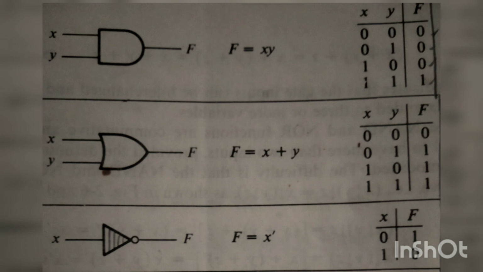The next one will be NOR. The NOR truth table is 0 0 output 1, 0 1 output 0, 1 0 output 0, 1 1 output 0. Now the next one is exclusive OR. The truth table is 0 0 output 0, 0 1 output 1, 1 0 output 1, 1 1 output 0. So the next one is exclusive NOR. The truth table is 0 0 1, 0 1 0, 1 0 0, 1 1 1.